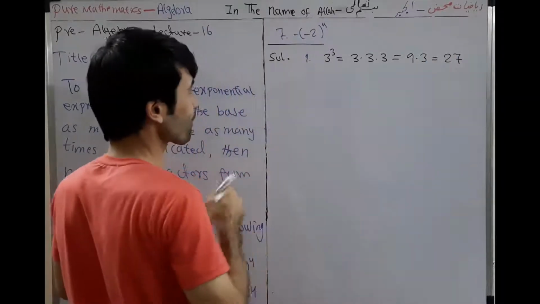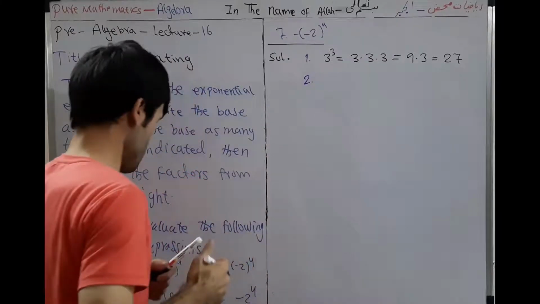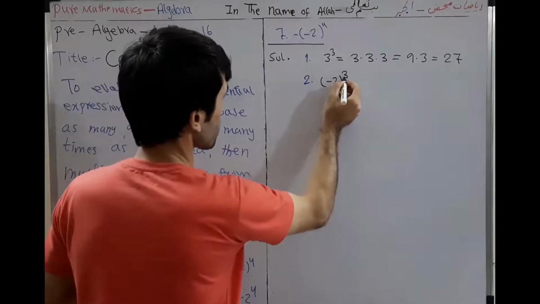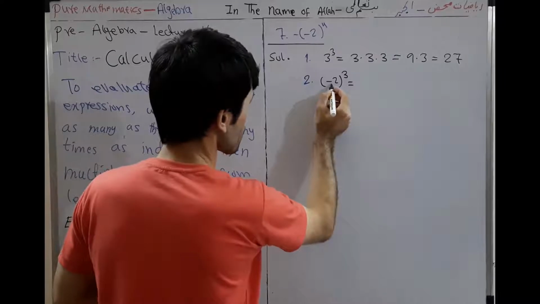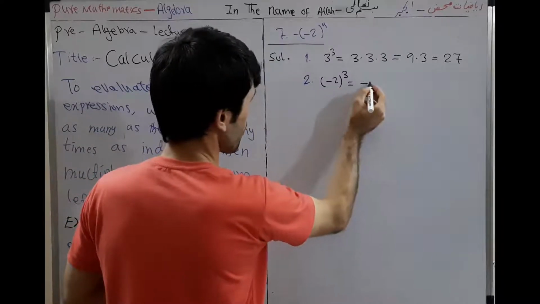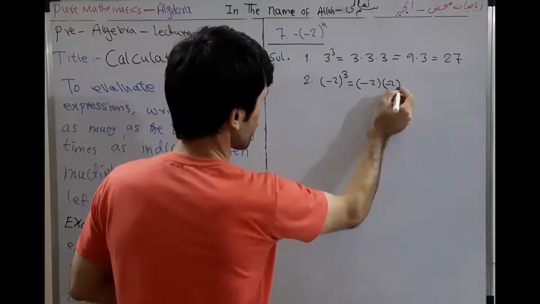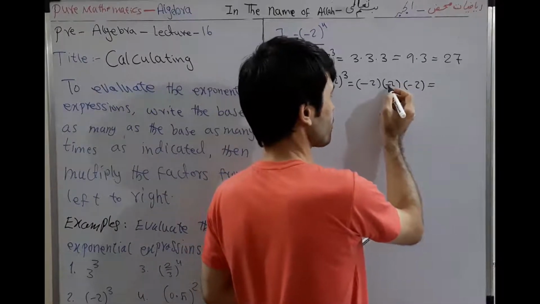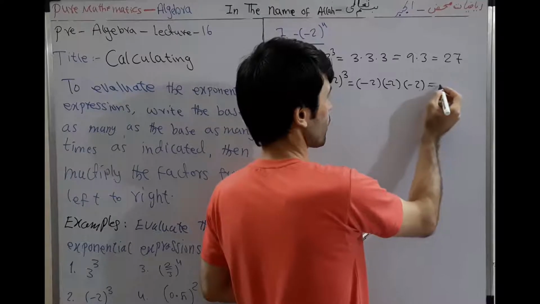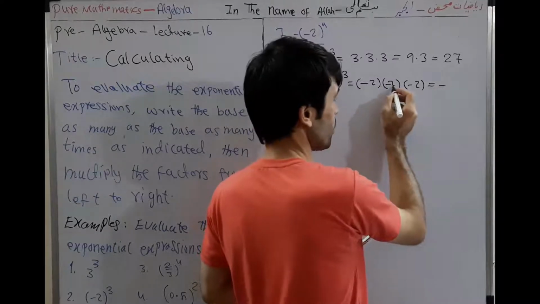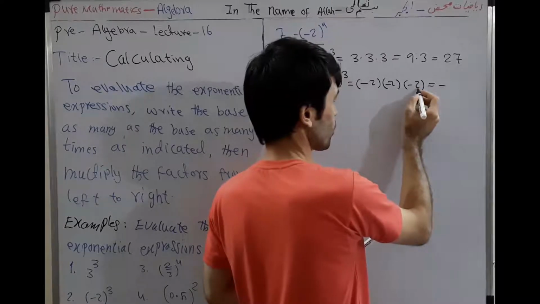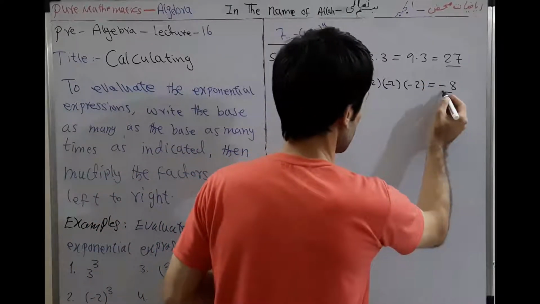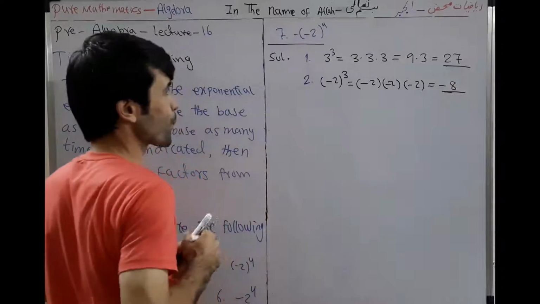Number 2. Minus 2 whole to the power 3. It is equal to... here we use minus 2 as a factor 3 times. Minus 2 into minus 2 into minus 2. It is equal to minus multiplied by positive, plus multiplied by minus, it is equal to minus. 2 multiplied by 2, 4, multiplied by 2, 8. Minus 8, it is the product of examples 1 and 2.